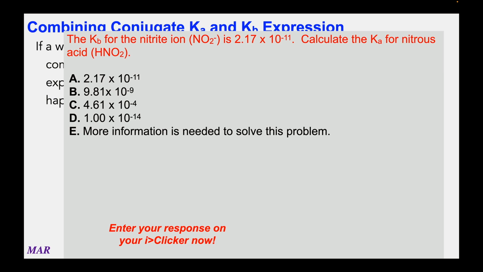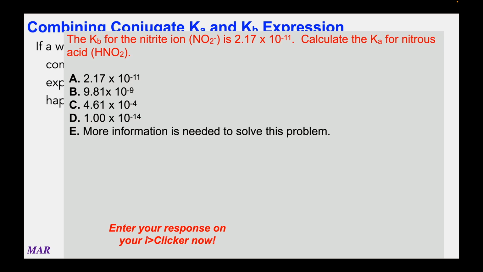The Kb for nitrite is 2.17 times 10 to the minus 11th. Let's calculate the Ka for nitrous acid. Now, this problem would be tough, except that nitrous acid is the acid and nitrite is the conjugate base. They're conjugates of each other. If you take away an H plus from HNO2, you end up with NO2 minus. You add an H plus to NO2 minus, and you end up with HNO2.